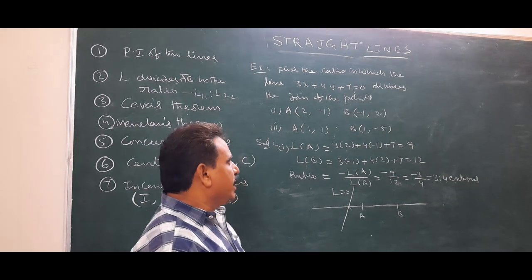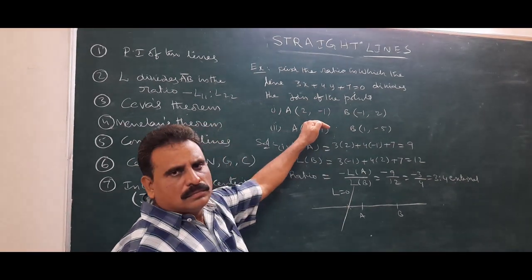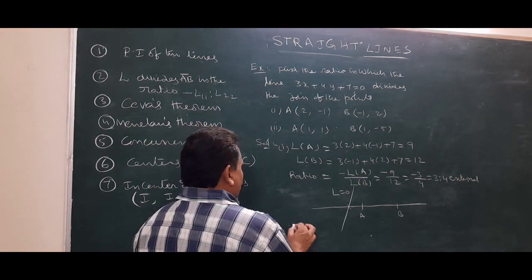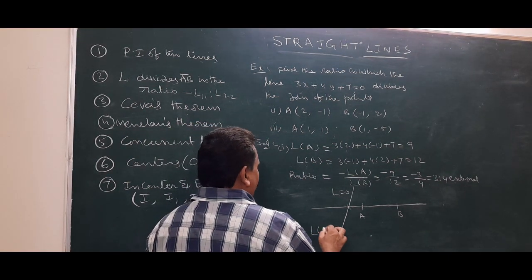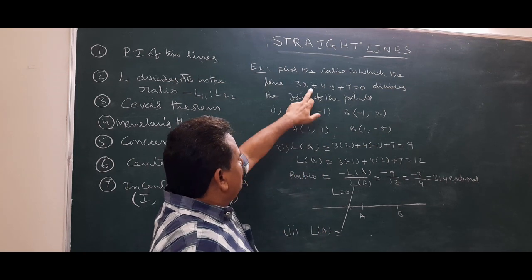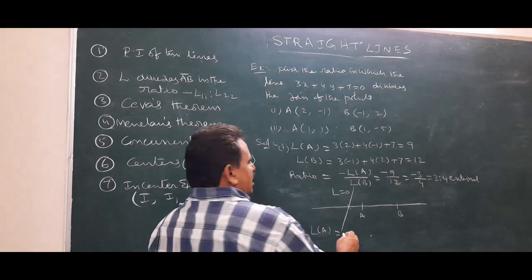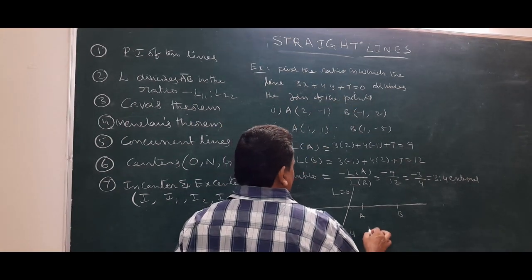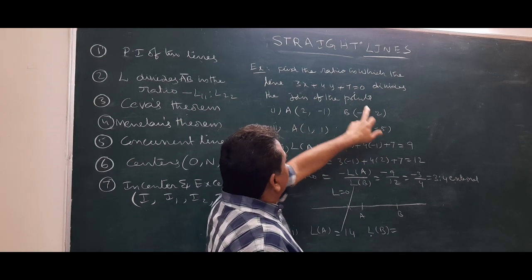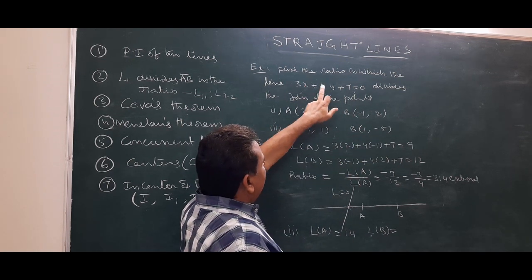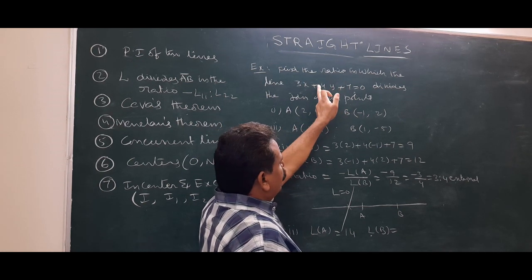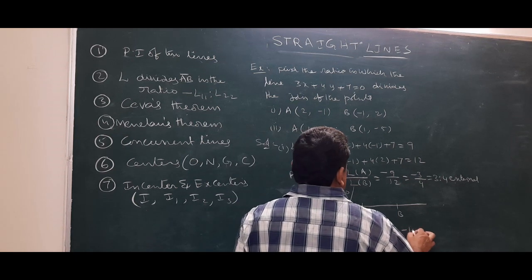Now we are going to the second problem. We can easily solve it by the same method. We note down L of A, directly x1, y1: 3 plus 4 plus 7, 7 plus 7, that is 14. L of B, we substitute 1 and minus 5 instead of x and y. 3 minus 20 plus 7, 10 minus 20, that is minus 10.